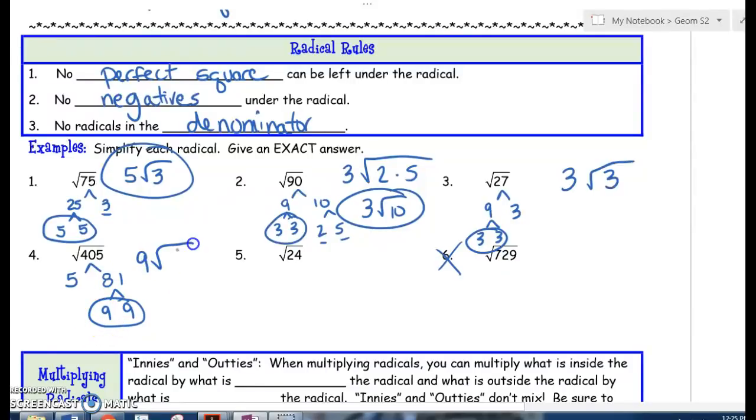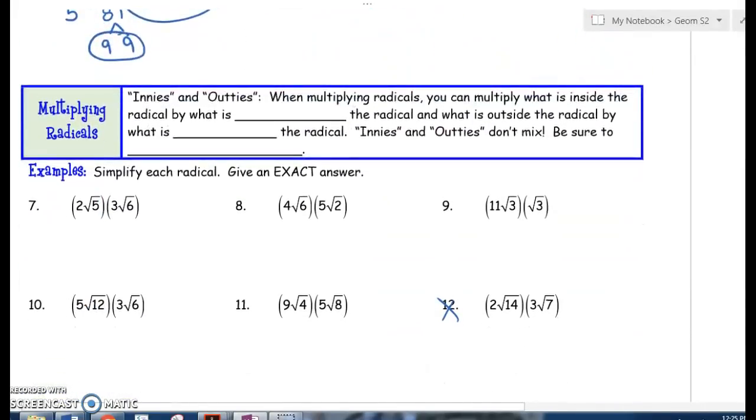We have a pair of 9's, and then the leftover 5. Even if you broke the 9's down, you'd still end up with 9 root 5. All right, so that's simplifying radicals. Let's go down to multiplying radicals.